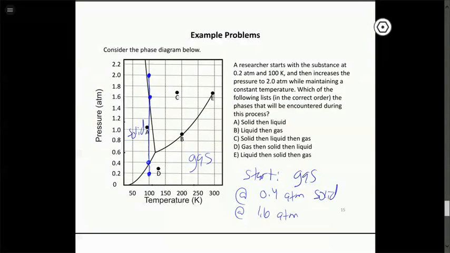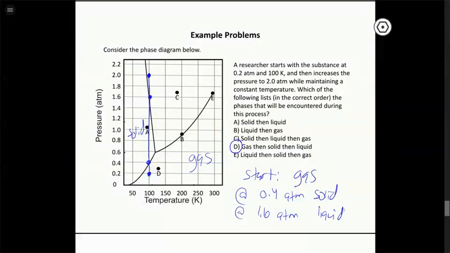as we raise the pressure above that, we go into the liquid phase. So this is another situation where the liquid is more dense than the solid, and as we raise the pressure, we go from solid to liquid. So we encounter all three phases as we go from low pressure, 0.2 atmospheres, up to 2 atmospheres while maintaining 100 Kelvin as the temperature. In the order of the phases, we start with gas, then we go to solid, then we go to liquid. So the correct order is going to be choice D. Gas, then solid, then liquid.